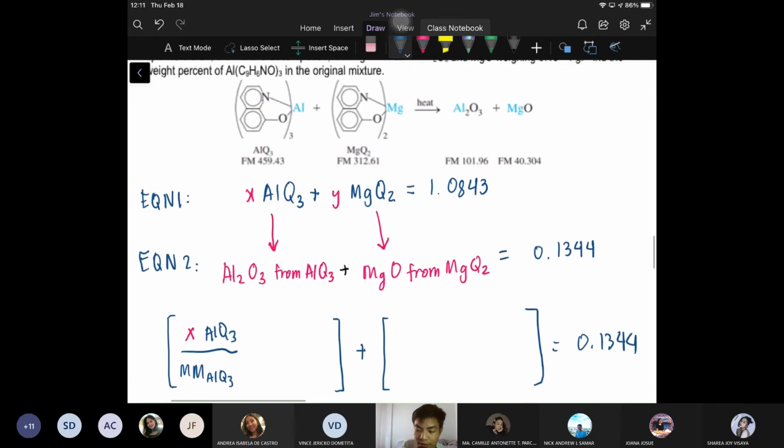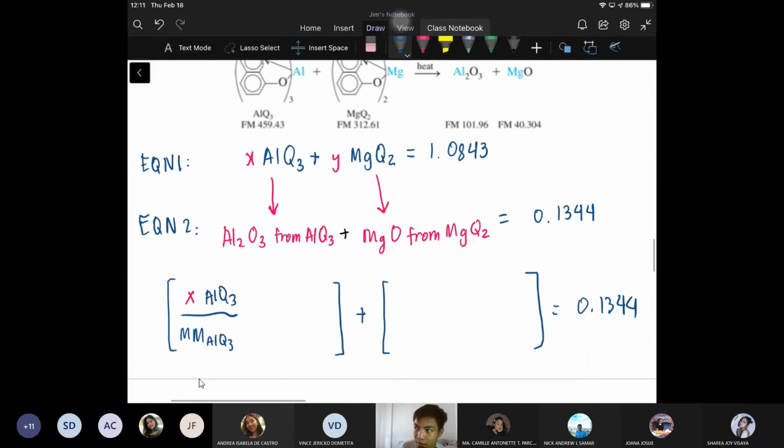So, sir, ano po molar mass nila? Ito, andito na. Yun. 459.43. Then, ano susunod mong gagawin? You convert the, di ba, moles na to ng AlQ3. Convert mo yan to aluminum oxide. Okay. Al2O3. Okay. Isipin nyo, ano yung coefficient ng aluminum oxide pati ng AlQ3? Just look at the formula.